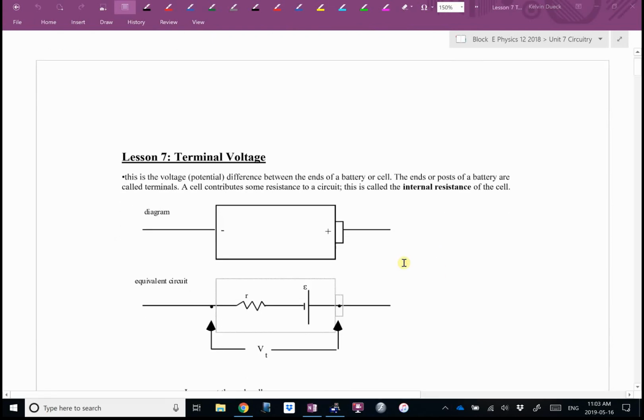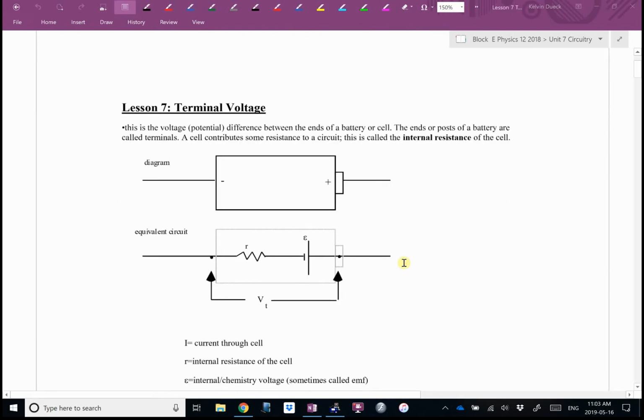Terminal voltage. This is the voltage difference, the potential difference, that you actually measure between the ends of the battery or cell. If you stick a voltmeter on a battery and don't hook it up to anything, you'll measure what's printed on the side of the battery because no current is flowing yet. But every battery actually has an internal resistance.